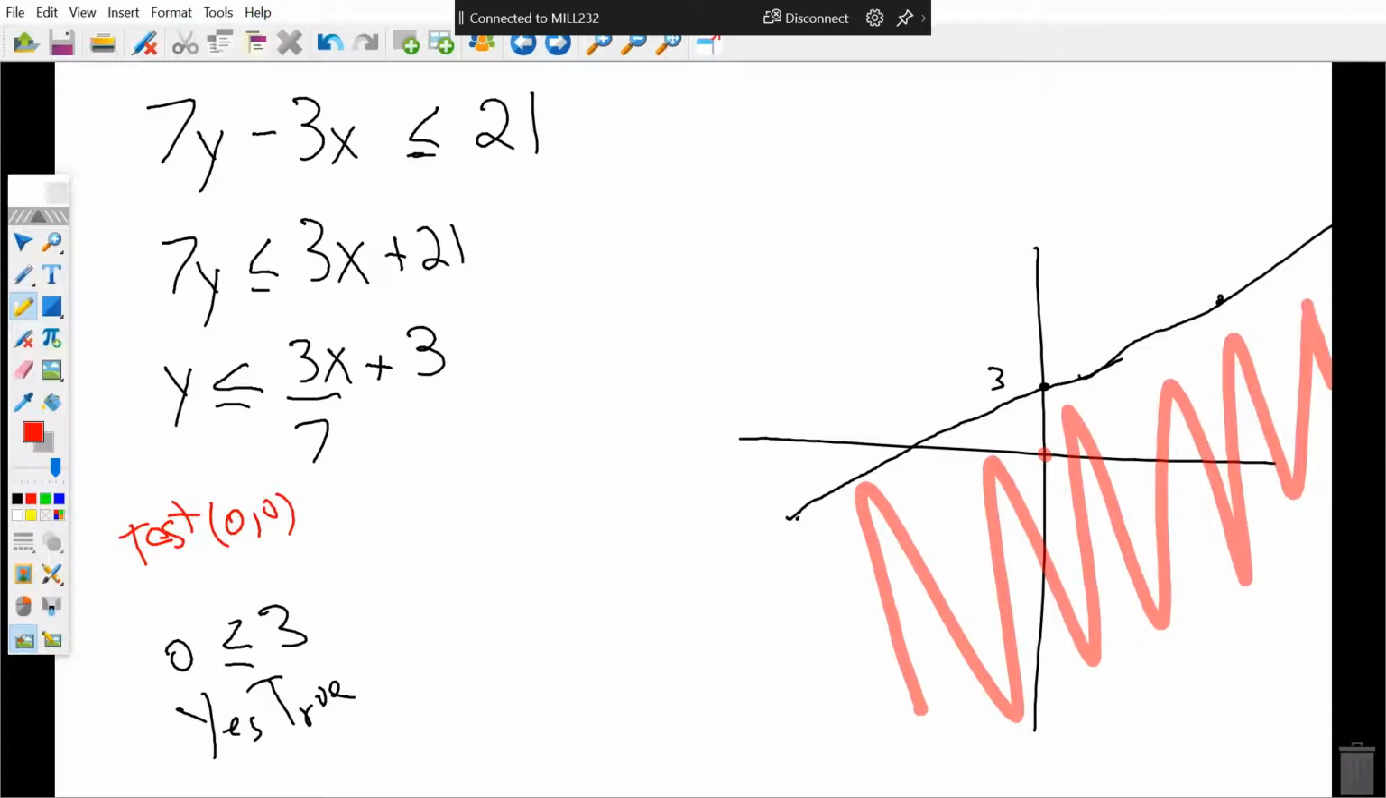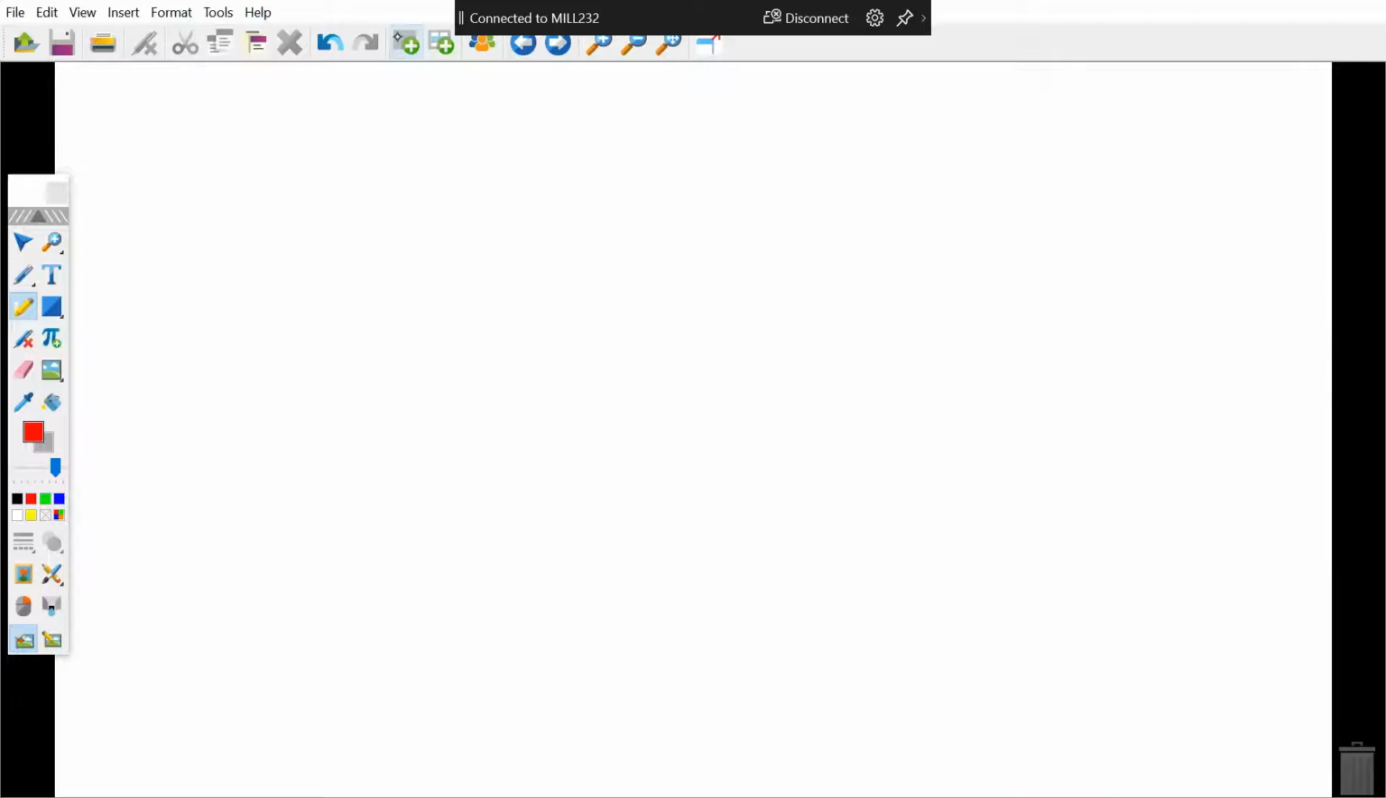Who's, just a quick show of hands, whose graph and solution set looked like that? Okay, awesome. Now let's try one that has 2 equations. We'll do the first one together.